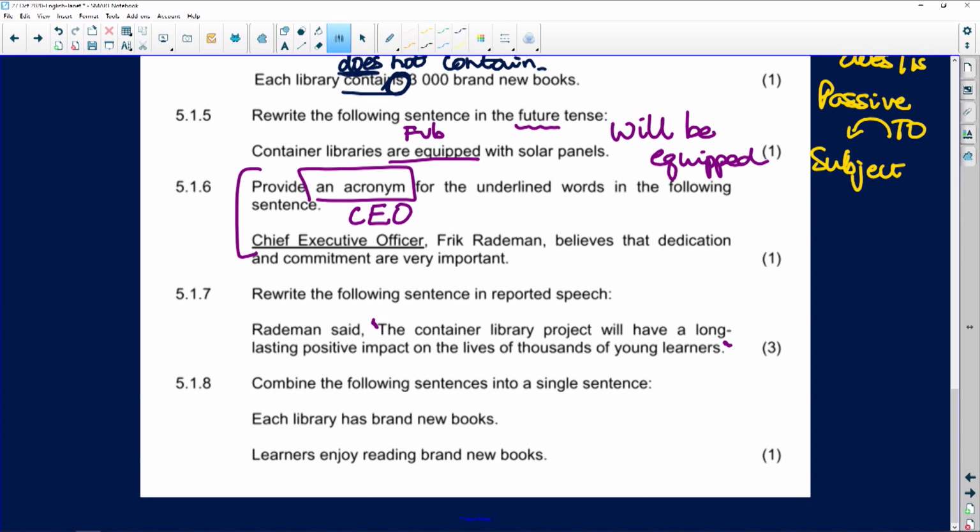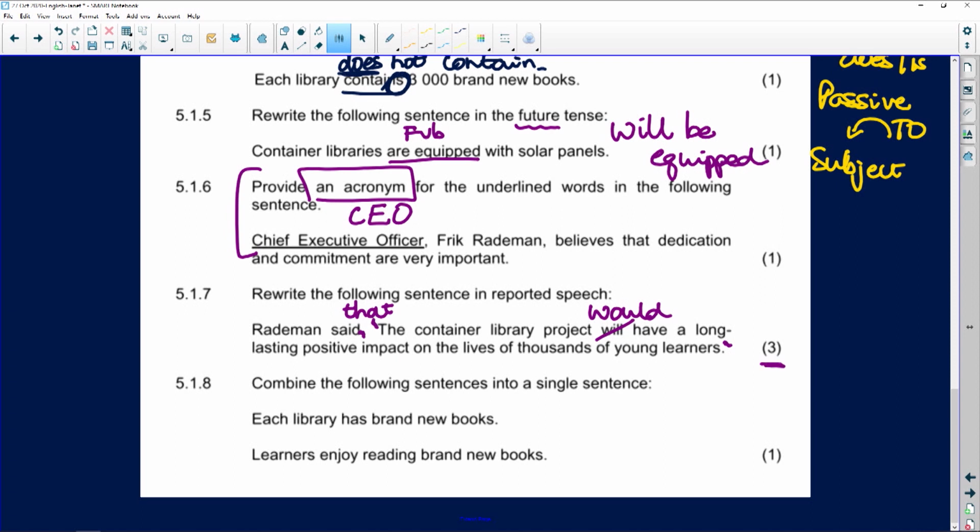Rademan said, I like the word that. For me, it introduces my reported speech. The container library project, there's my first change. Will becomes would. Have a long-lasting positive impact on the lives of thousands of young learners. I can't see anything else to change.